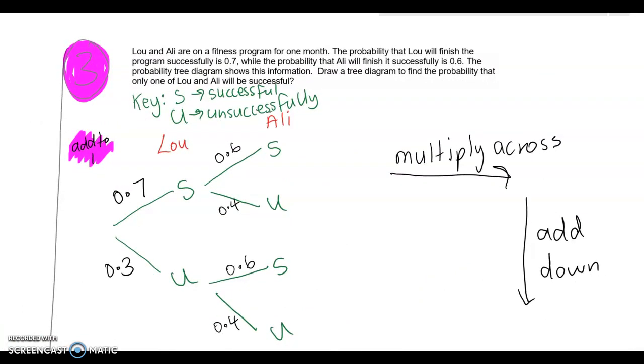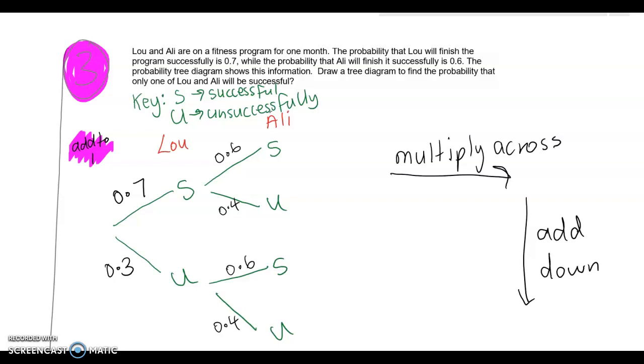Lou and Ali are on a fitness program for 1 month. The probability that Lou will finish the program successfully is 0.7, while the probability that Ali will finish it successfully is 0.6. The probability tree diagram shows this information. Draw a tree diagram to find the probability that only one of Lou and Ali will be successful. So that means we can only have 1 success, not 2 successes, or 2 unsuccessfuls.